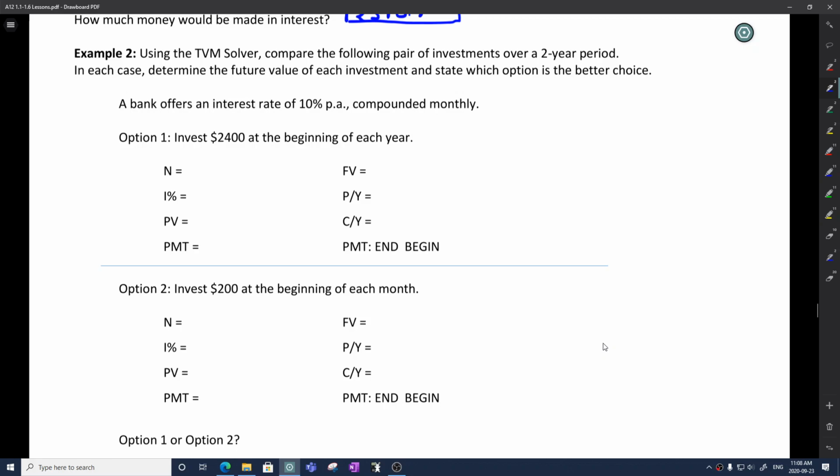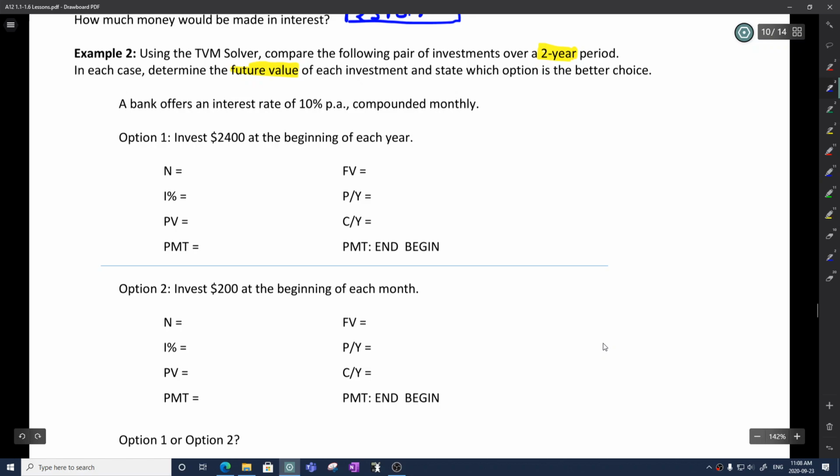All right, let's start on example number 2. And we're going to use the TVM solver, and we're going to compare two investments over a 2-year period. So that's going to be important. There's a little bit of information I'm going to choose to highlight. In each case, determine the future value of each investment and state which option is better.